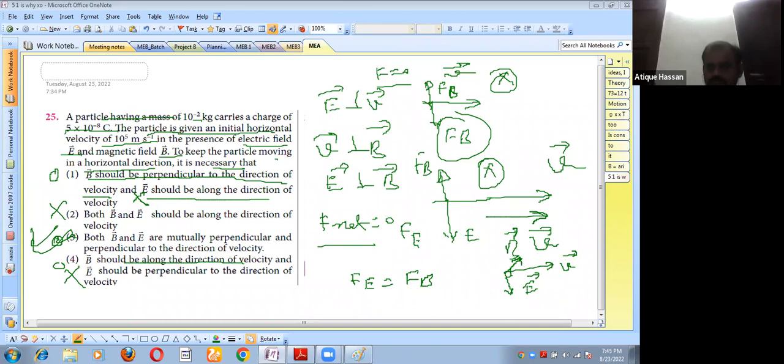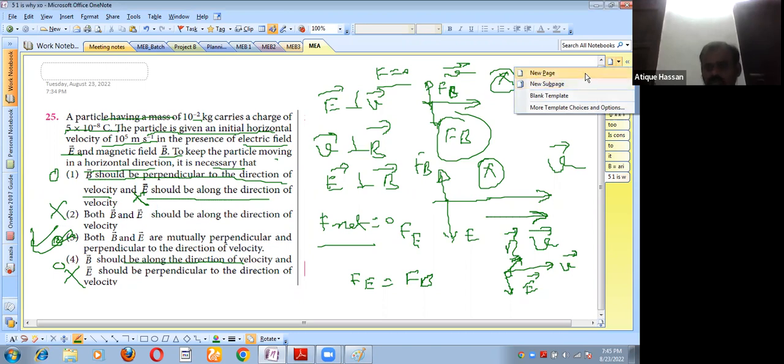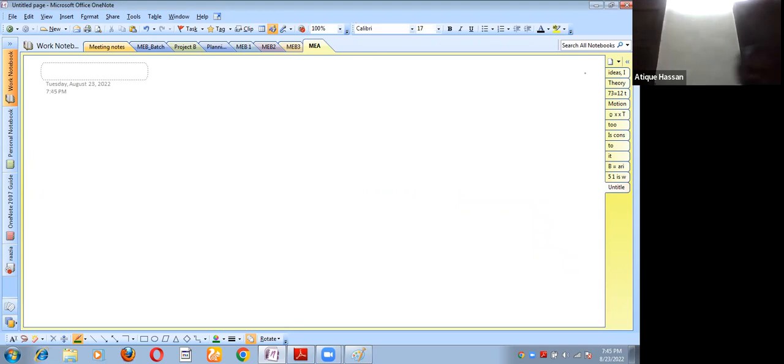Now moving to the next concept. Here we have already assumed that the magnetic field is given. So in the concept of motion of a charged particle in a magnetic field, we have already assumed that the magnetic field is present. Now we are going to study the cause of the magnetic field, how the magnetic field can be produced, and this will lead to Biot-Savart.